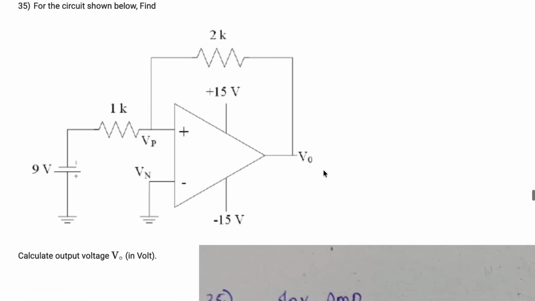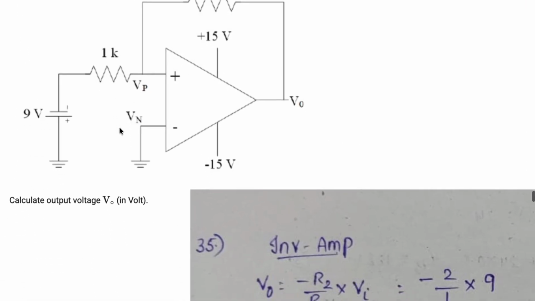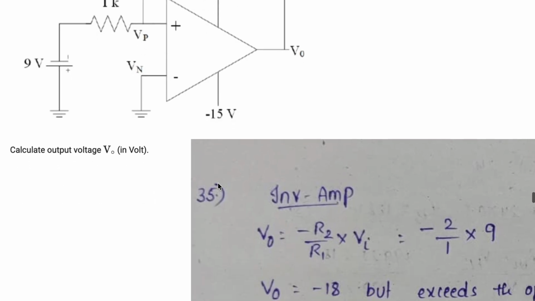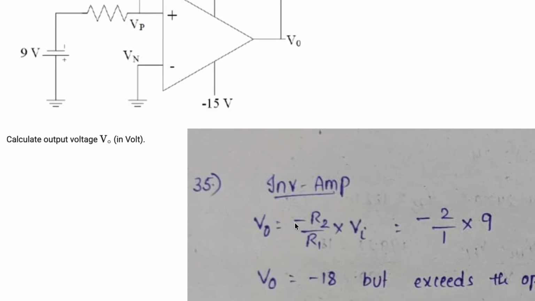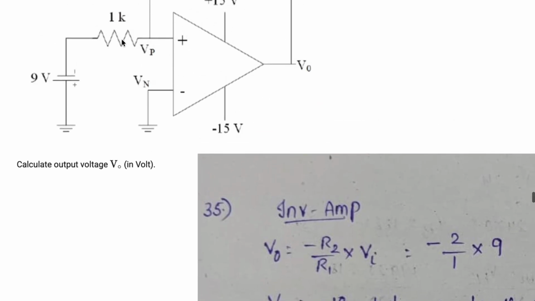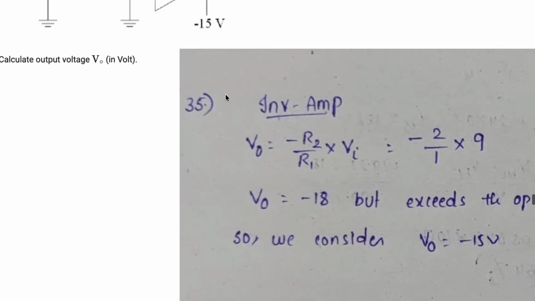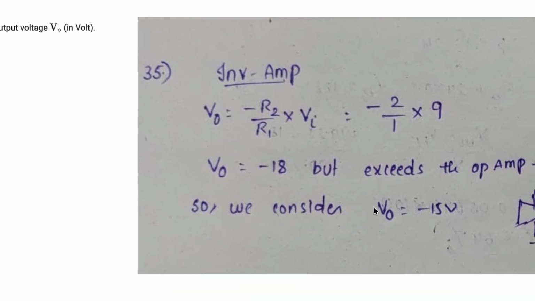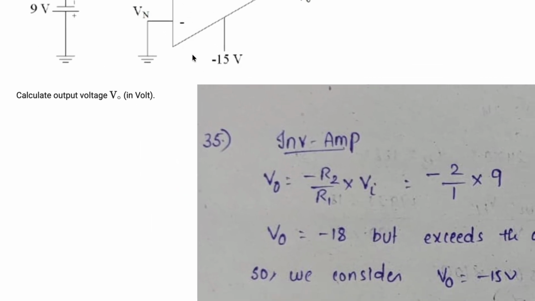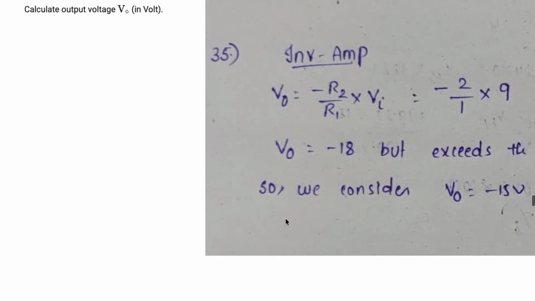Moving on to the next question, he has given a circuit. It is an inverting amplifier. For an inverting amplifier, the output voltage V0 is minus R2 by R1 into the input voltage. We get minus 2 by 1 into 9, which is minus 18. Here it is exceeding the rating of the op-amp, so we consider the saturation value of minus 15 volts. Don't give the answer as minus 18. It is a blunder mistake that everyone makes.